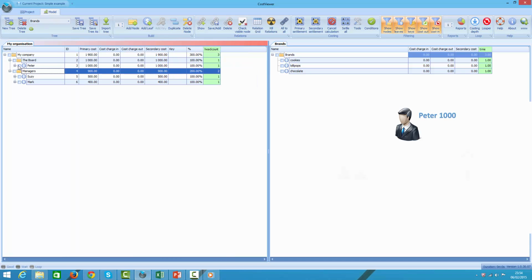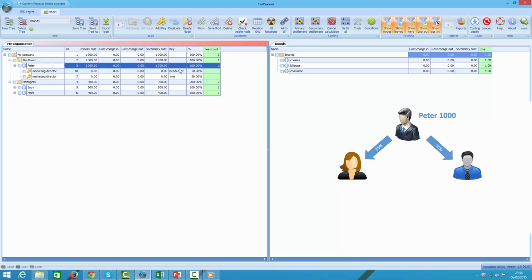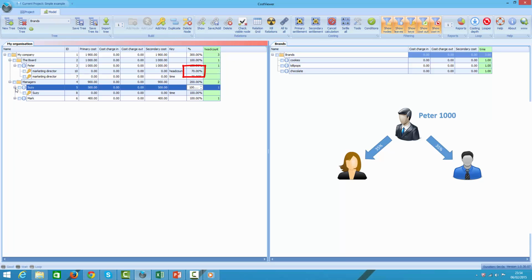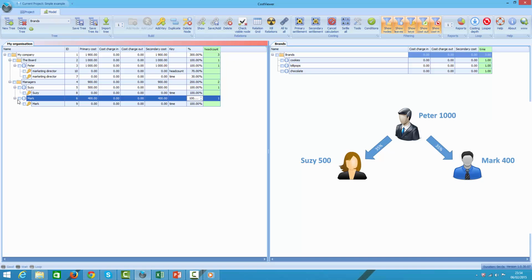Peter claims to spend 70% of his time managing his marketeers, Susie and Mark. Susie, given she's more senior than Mark, earns 500 and Mark earns 400. Unlike Peter, Mark and Susie are fully devoted to brands. They spend their whole time managing brands.